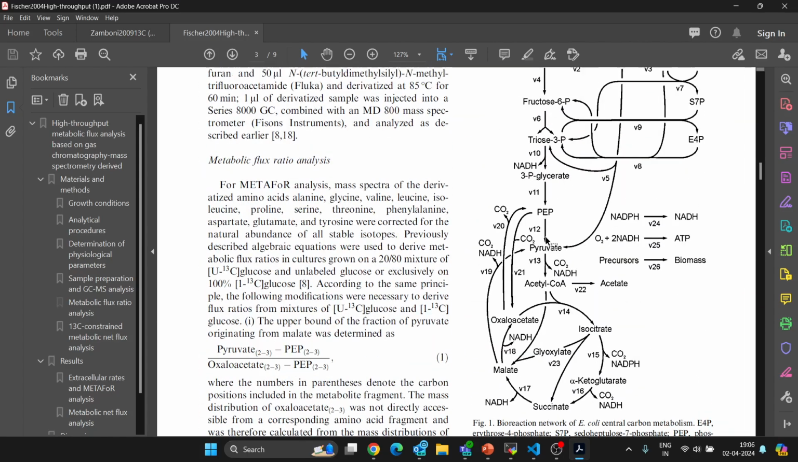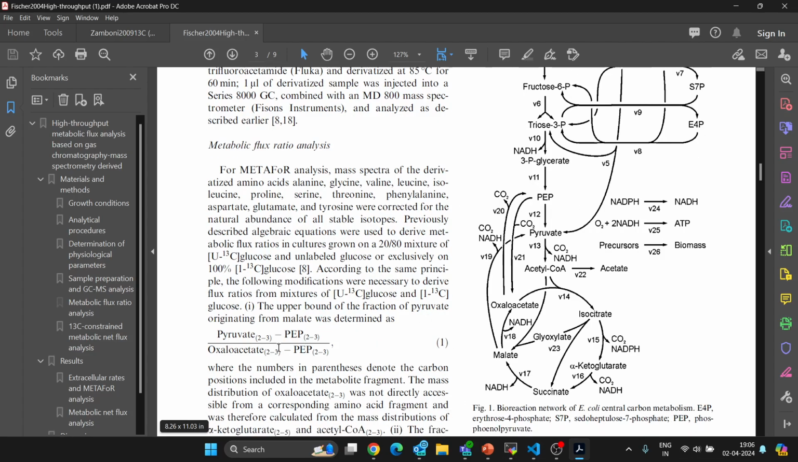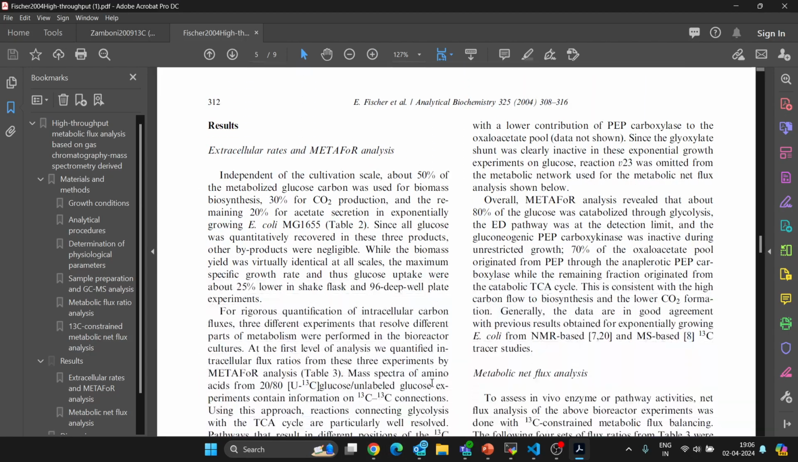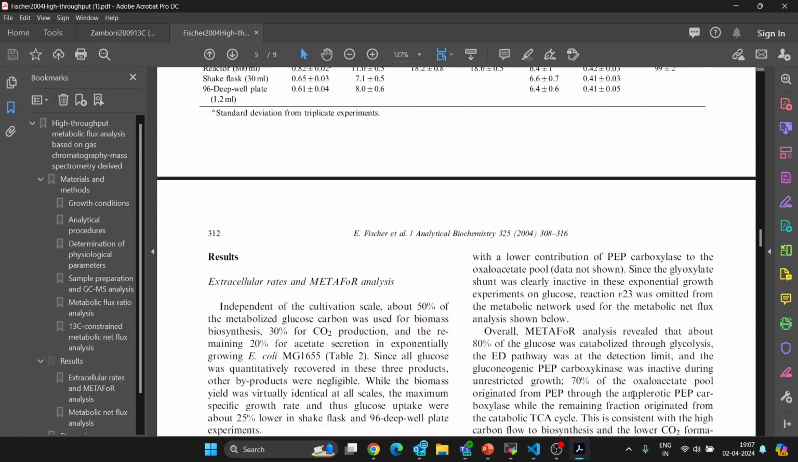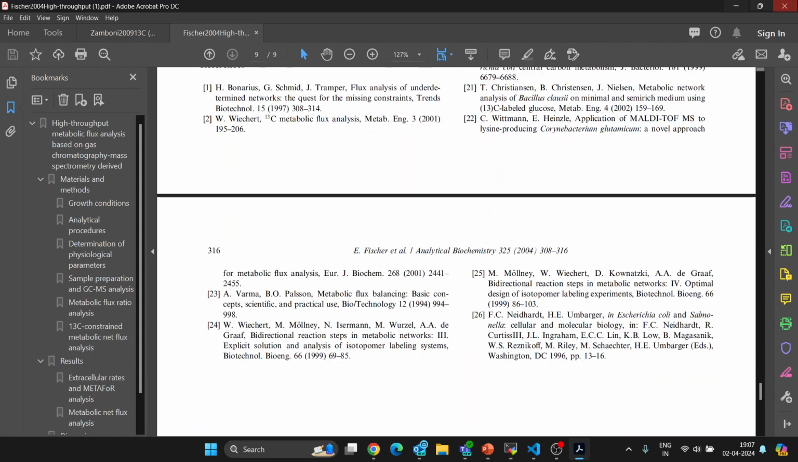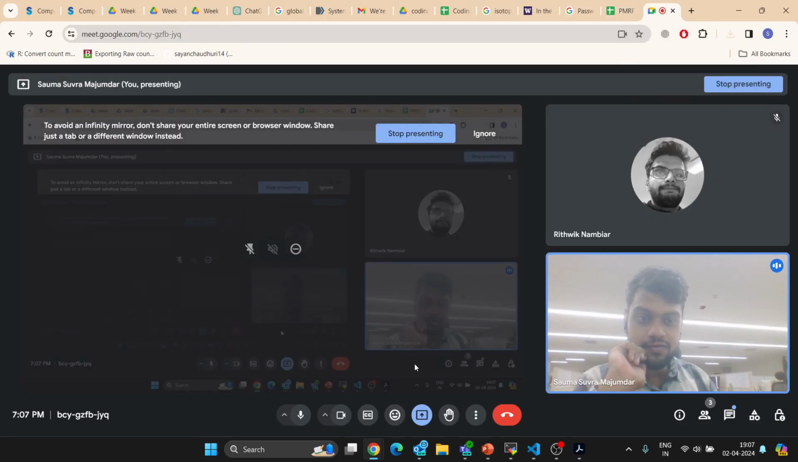Here is the pathway that they have studied, and here are the formulas that they've used. Those equations are from here only, so you can take a look at this paper as well. This is also a nice paper. Yeah, this is from Fischer and Zamboni. Zamboni alone has another C13 MS paper, but this paper is quite good. If you want more details on how this flux analysis and calculations are done, you can take a look at these papers. But other than that, I think this is all for today that we have.